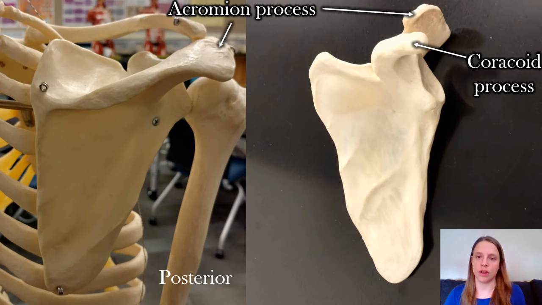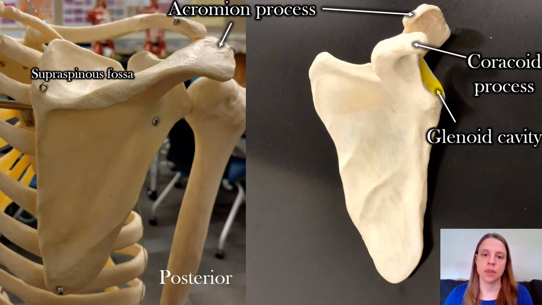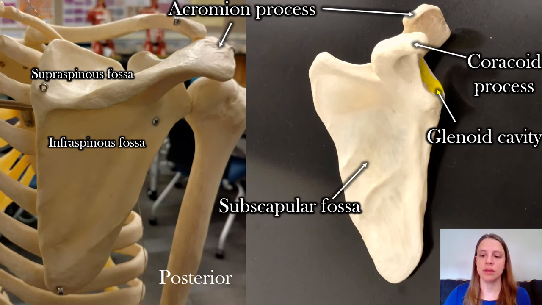Below the coracoid process is the glenoid cavity, which is this whole area here, and the glenoid cavity is the cavity where the head of the humerus sits. Now remember, from the posterior side, we have the supraspinous fossa and the infraspinous fossa, but on the anterior side, it is the subscapular fossa, which is pretty much the whole anterior side.